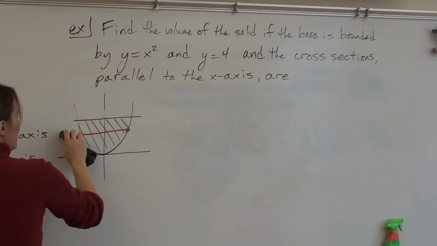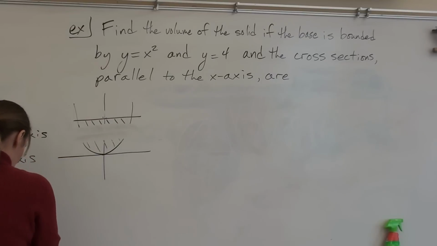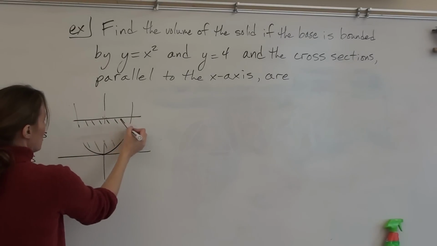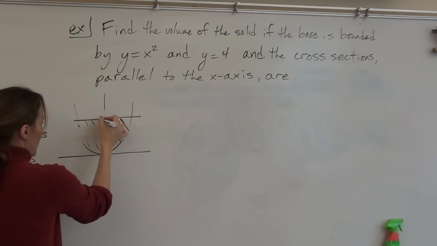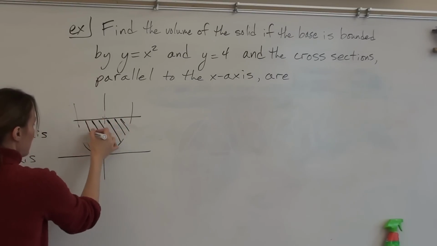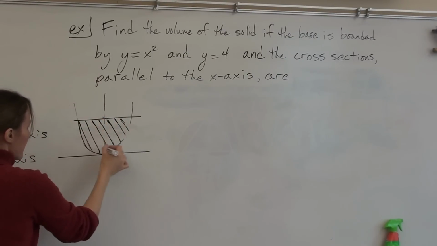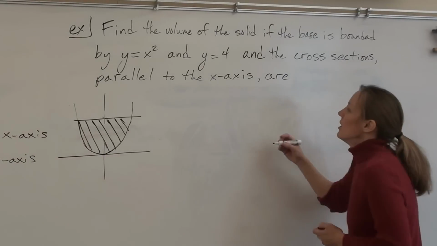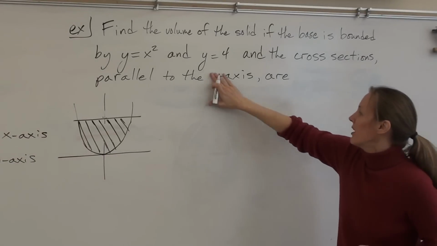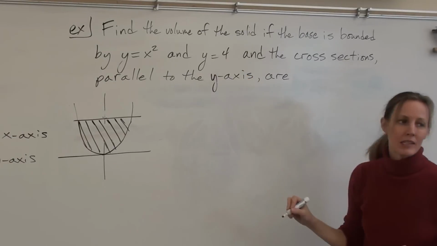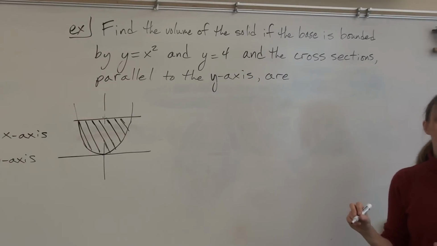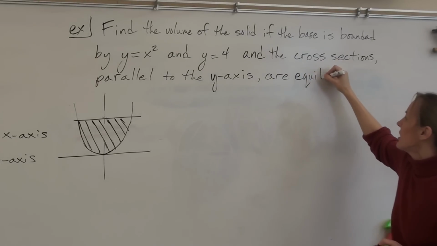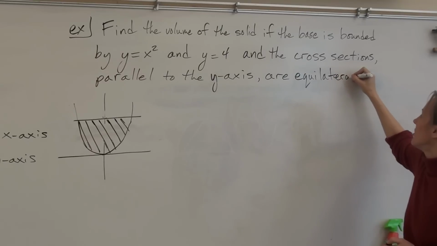All right, not only are we going to turn it sideways, but we're going to turn it sideways with one of the most difficult shapes to find the area of. It's really not that bad, but it does throw people. So the region's still the same, but now we're going to be parallel to the y-axis, and the cross-sections are equilateral triangles.